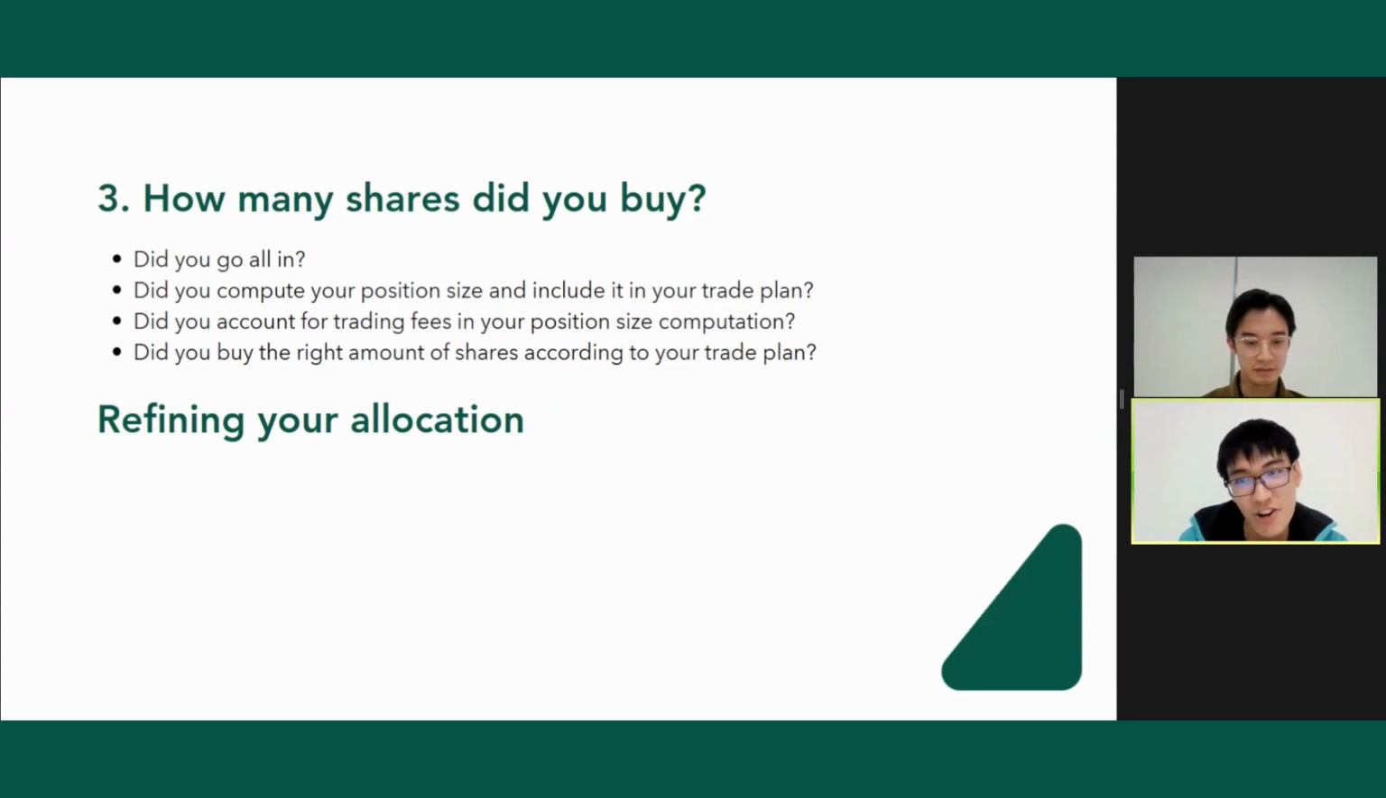So did you go all in, right? Obviously you're not supposed to. And you're supposed to follow whatever you computed to be your position size, right? So if you have a trade plan, you already computed your position size, which should not risk more than 1% of your portfolio, right? Did you follow it? If you computed your position size, that's the maximum amount of shares you were supposed to buy for that trade. And another is, did you account for the trading fees in your position size?